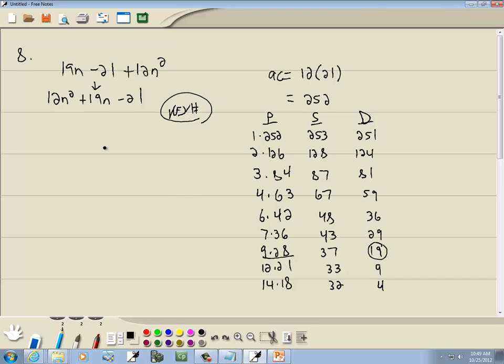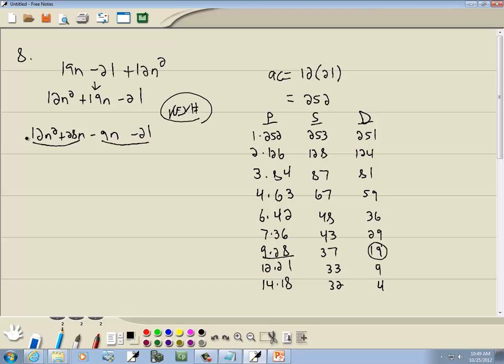So we're going to use 9 and 28. And again, with the key number, we rewrite our middle term using those two numbers. Our larger number in the P column, which is 28, is always going to be the same size as our middle term. So we have plus 28n. The number I circle is in the difference column, D for different signs. So if the 28 is positive, then the 9 will be negative.